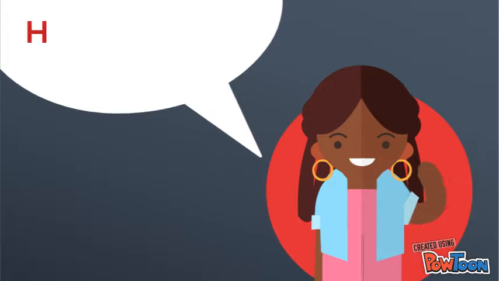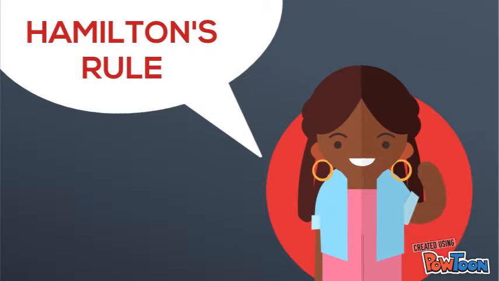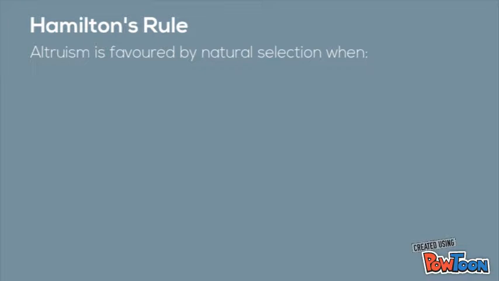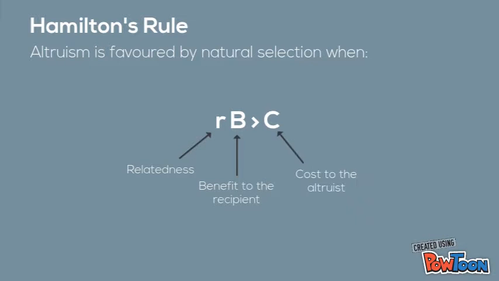This concept of altruism and kinship is further explained by Hamilton's rule. Hamilton's rule is an equation which explains that the degree of altruism will be greater the closer the relationship. The equation is as follows. Relatedness, the proportion of shared genes, multiplied by benefit to the recipient, the number of offspring produced, is greater than the cost to the altruist.